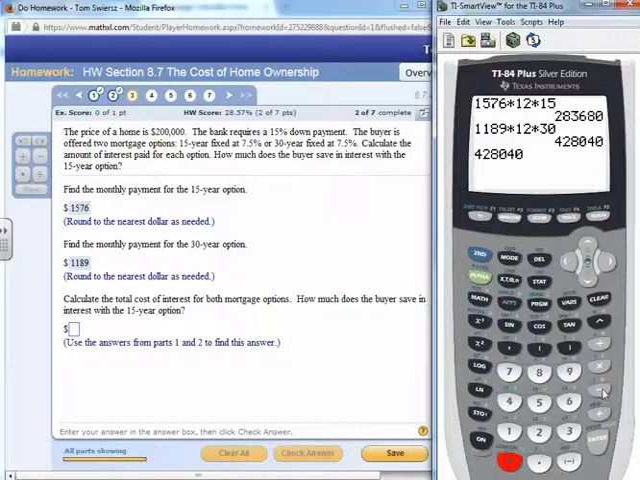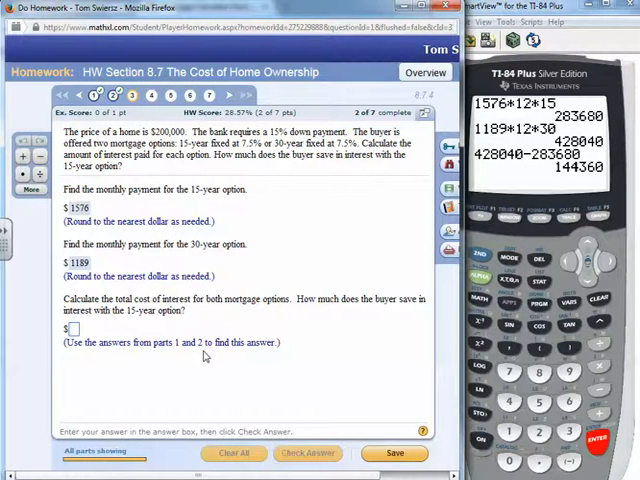So now we're going to take the amount spent for the 30-year option, $428,040, minus the amount spent for the 15-year option, $283,680, and we find the difference is $144,360, which would be how much the buyer would save in the 15-year option. So you can see the amount of savings was very significant, $144,360. So it's a lot better to take a 15-year loan if you can afford the extra payment. Now again, they had to pay almost an extra $400 a month, but by doing so, they saved over $144,000.